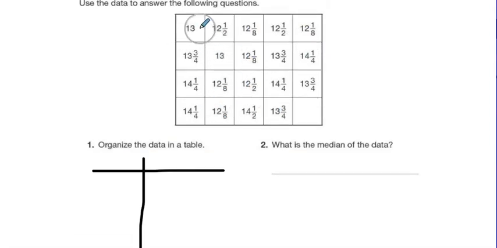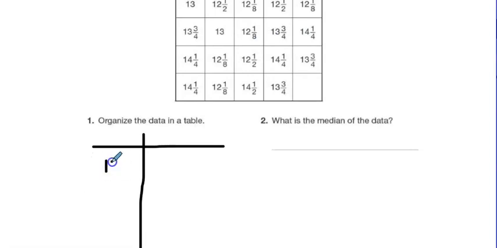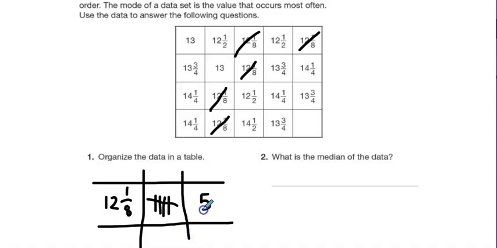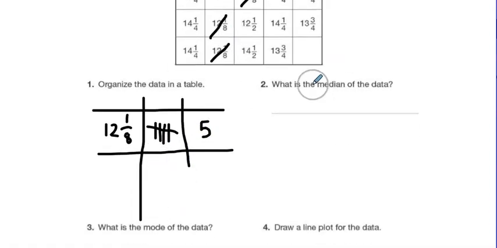So if I had, let's see, 12 and a half, 12 and 1/8. So it looks like 12 and 1/8. So what I would do is I'd put 12 and 1/8 here. And then I'm going to figure out how many times that takes place. So I've got once, twice, 3 times, 4 times, 5 times. Okay, and then after you do that, you're going to put the number of times that it took place. Okay, so you're going to do that with all of these.